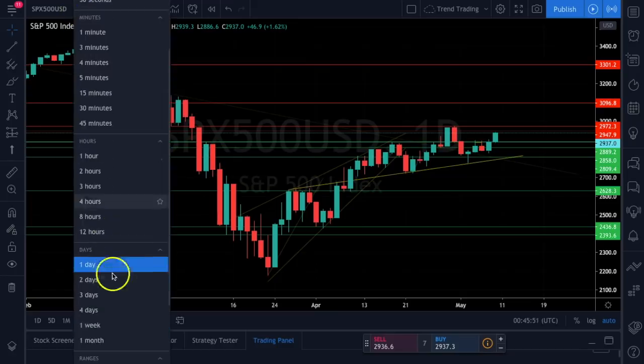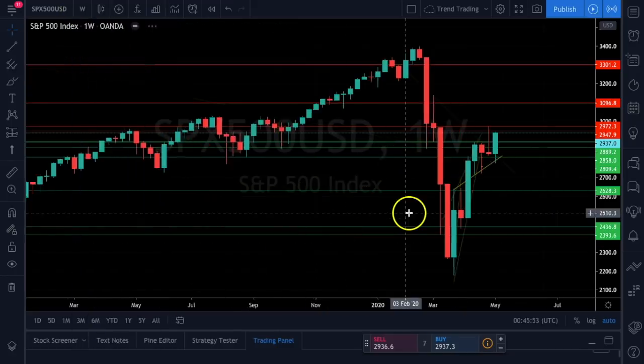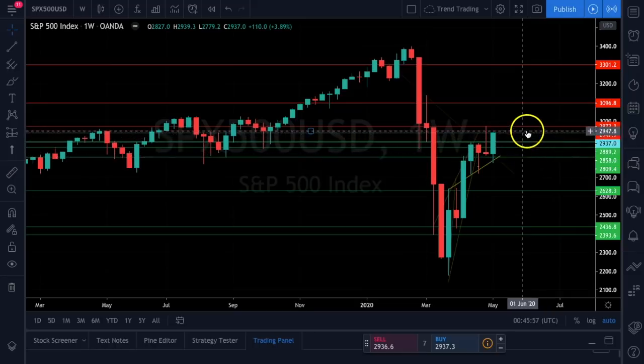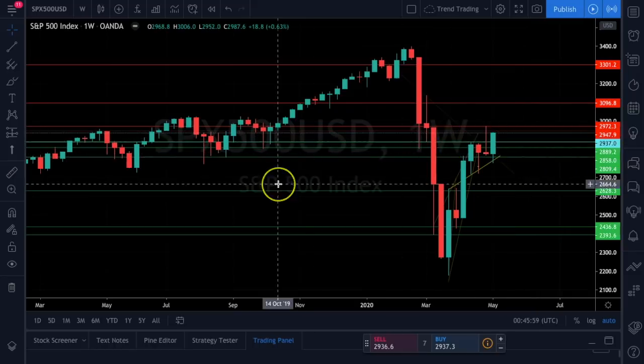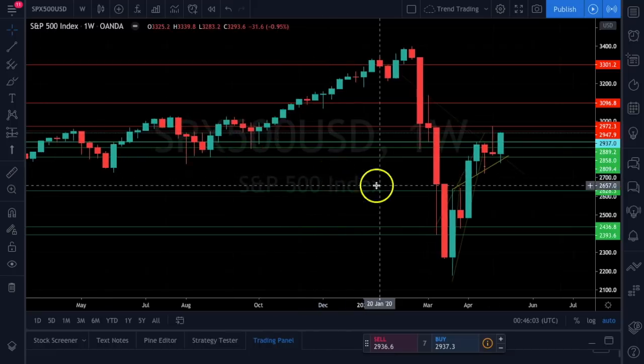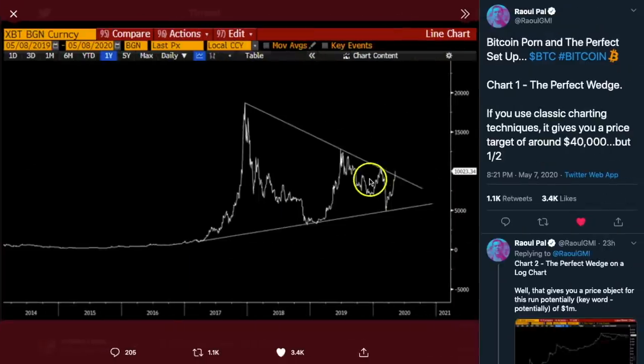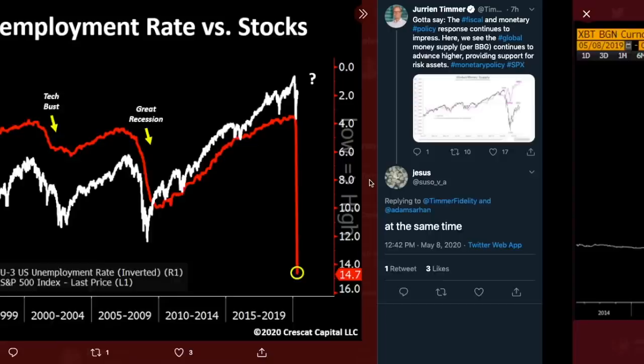First, let's check out what happened this past week. Check out the weekly candle, and you can see we were up about 124 points. Pretty big move on the S&P this week. Very bullish. We're going to get into some interesting facts. We have a thread here on the unemployment rate versus stocks, a really, really important thread that I want to share with you here.